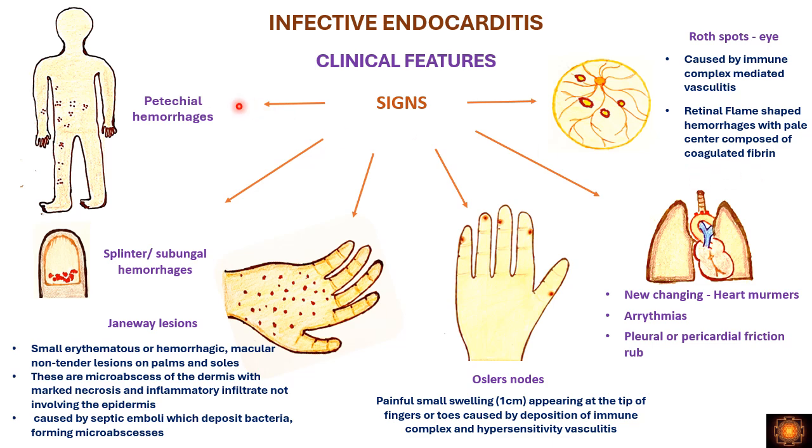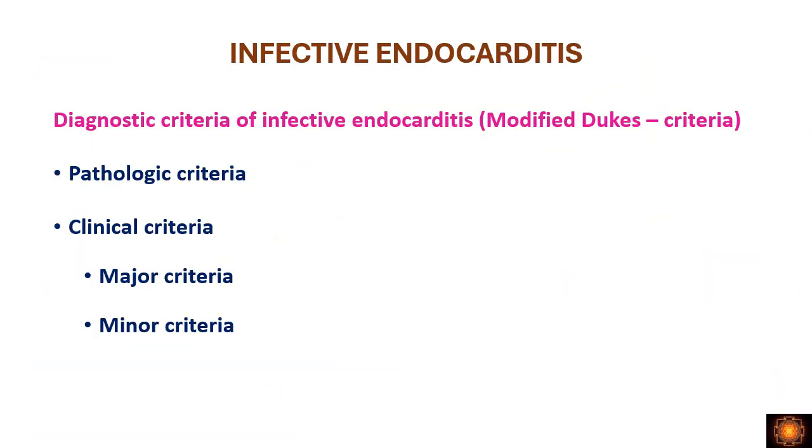So we have petechial hemorrhages, splinter hemorrhages, Janeway lesions, Osler's nodes, Roth spots, and then in the heart we have murmurs, arrhythmias, and pleural or pericardial friction rub. So that was about the symptoms and the signs.